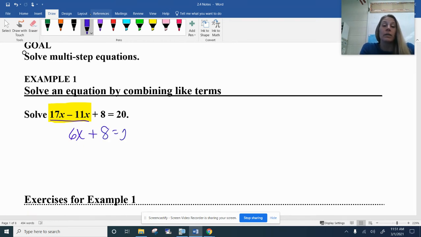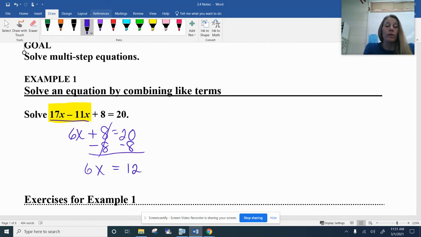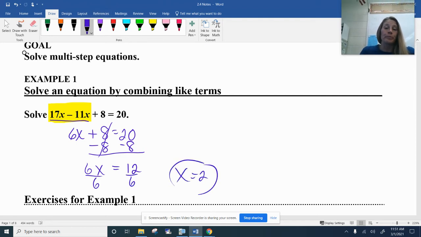Once you're done combining the like terms on the same side, you continue as if it were just a regular two-step equation by doing your addition or subtraction to move the number without the variable to the other side, in this case an 8. Then 20 minus 8 would leave you with 12. Then, of course, you would divide by that 6 to solve, and you would get x equals 2.